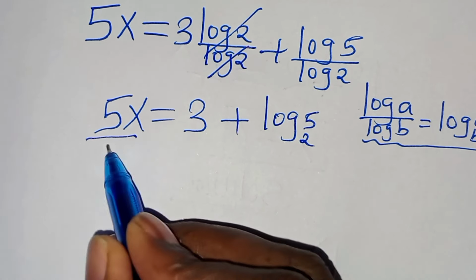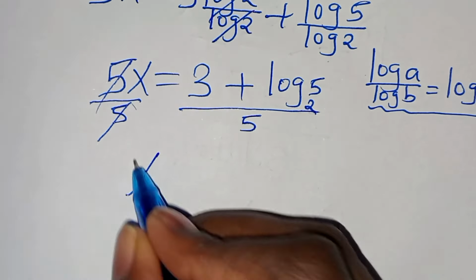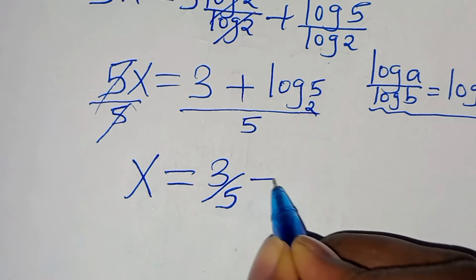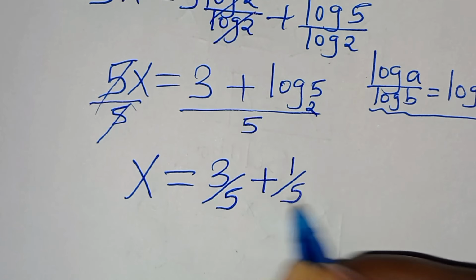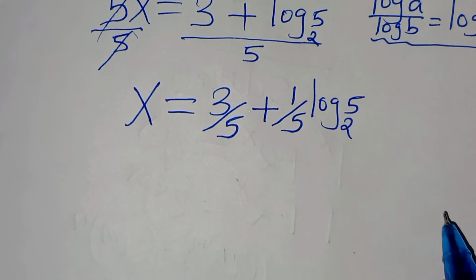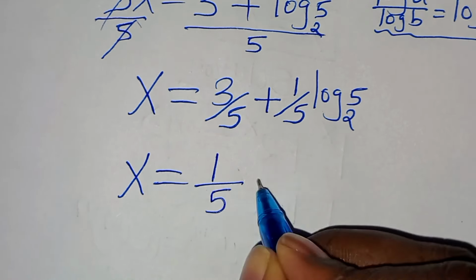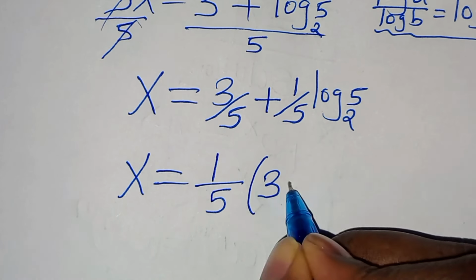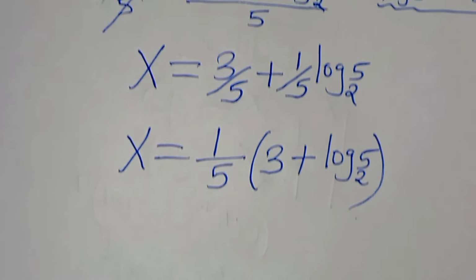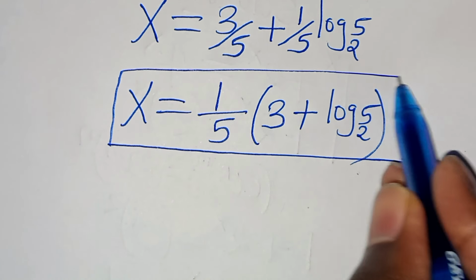So let's divide both sides by 5, so that now here we have that x is equal to 3 over 5, then plus 1 over 5 log 5 to base 2. We can express x here equal to 1 over 5 into the parentheses. This is 3 plus log 5 to base 2. Now this is the value of x.